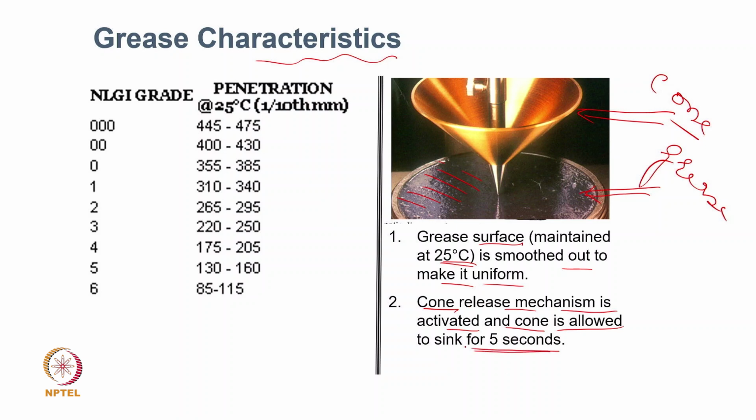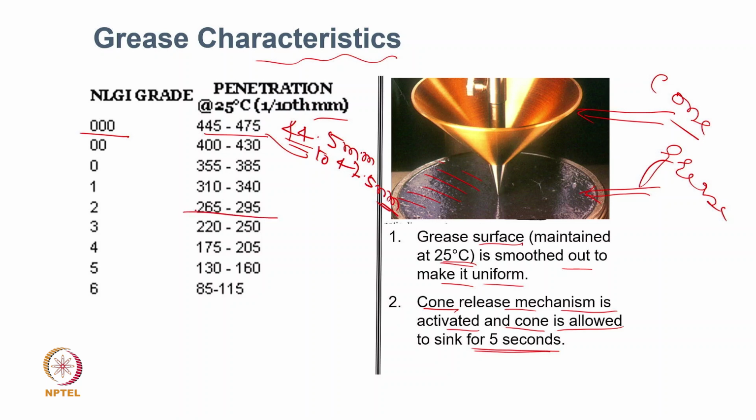In 5 seconds, the cone penetrates the grease by some depth, in tenths of a millimeter. In this case it will be 44.5 mm to 47.5 mm. If the cone gets into the grease within 5 seconds, ranging from 44.5 mm to 47.5 mm, then the NLGI grade will be 000. That means it's extra thin grease, like a liquid only, right?